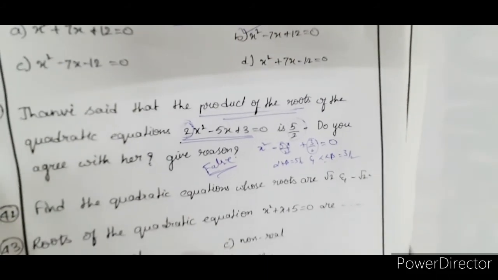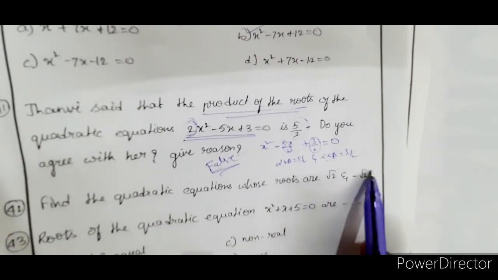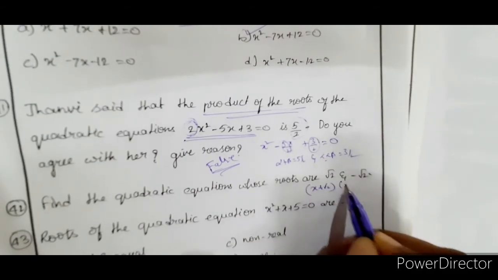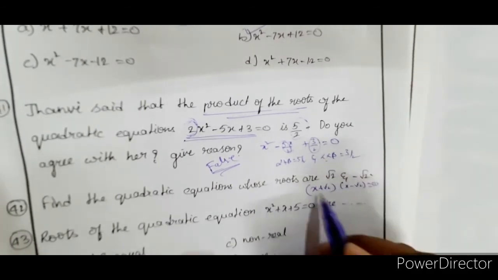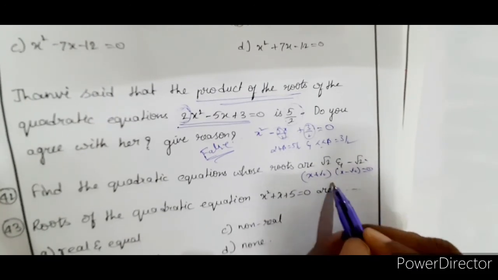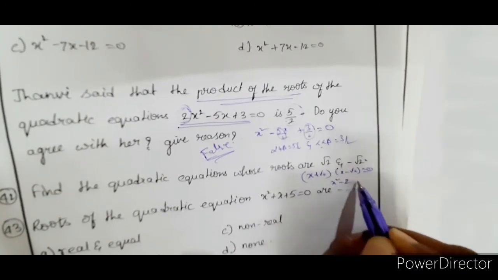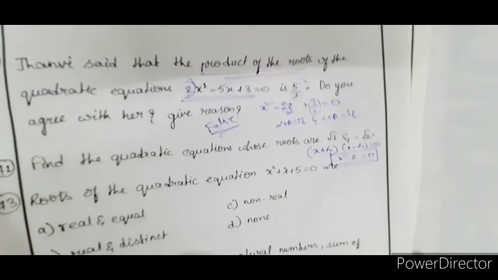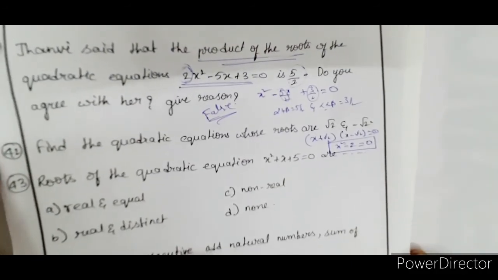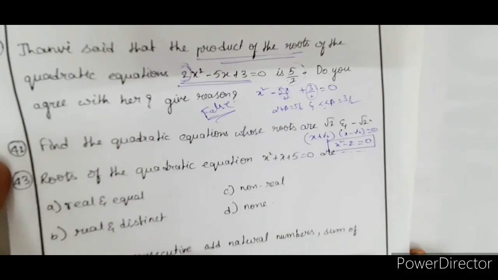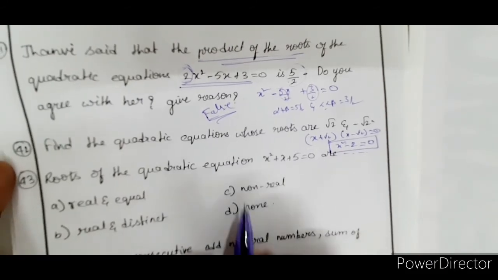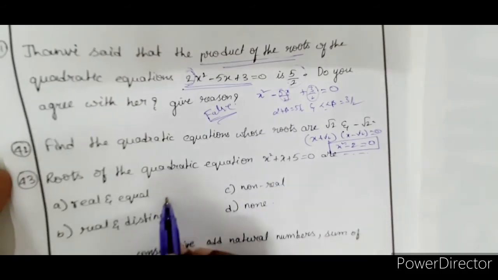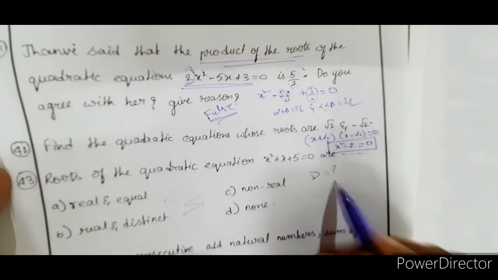Now find the quadratic equation whose roots are plus root 2 and minus root 2. You can use even this one: (x plus root 2) into (x minus root 2) is equal to 0, a plus b into a minus b. Therefore x square minus (root 2) whole square, which is x square minus 2 is equal to 0, is the quadratic equation. Pause the video and then copy everything. Roots of the quadratic equation x square plus x plus 5 is equal to 0 are: so check the discriminant. Right.